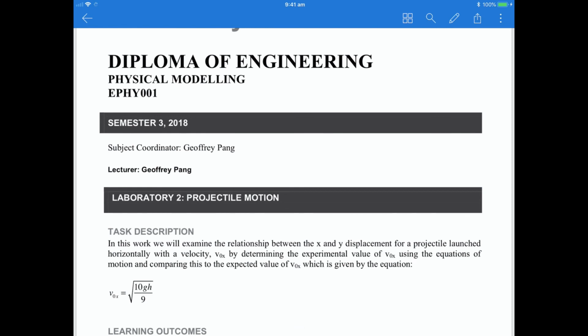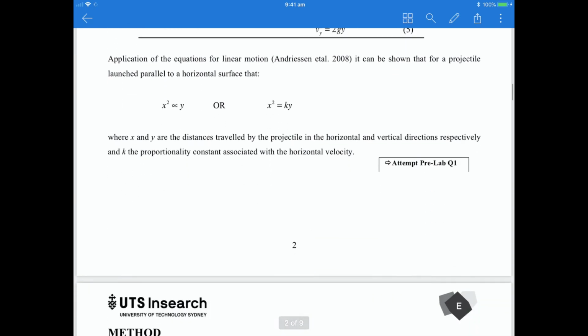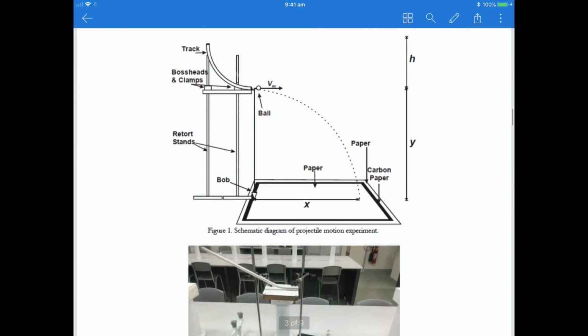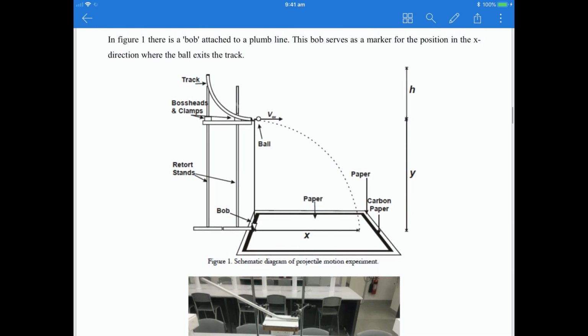Okay, here we are. This is this week's laboratory. Now let's look at the setup first. This is your setup. Now, you're going to build. We already give you a track.